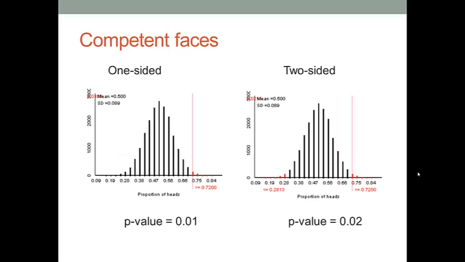Here's the Competent Faces data. Remember that in 23 out of 32 elections, the Competent Face method correctly predicted the outcome of the election. In the graph on the left, we've done the one-sided alternative hypothesis test. That is, we've tested to see if the Competent Face method yields a probability of success greater than 50%. Here the p-value is approximately 0.01.